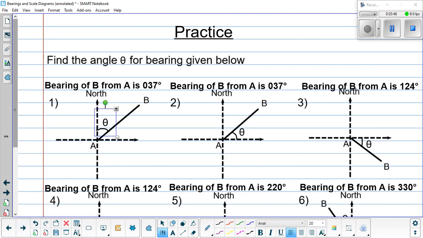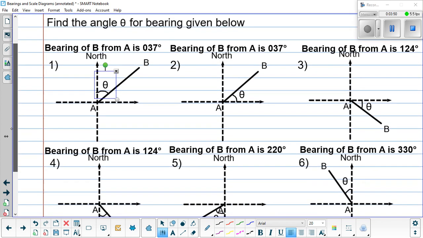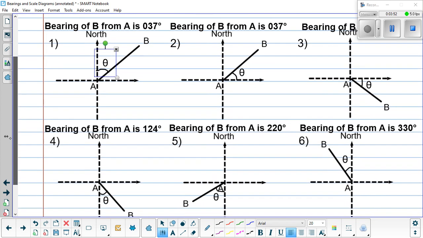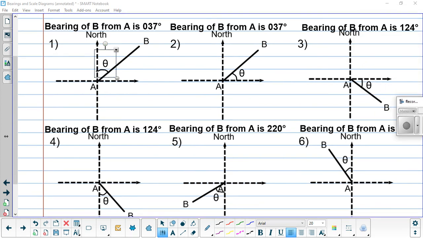Here are 6 questions. So find the angle theta for the bearing given below. I'm going to scroll down so you can see everything and just move this out of the way. So here are the questions. Please pause the video at this point. Whenever you're ready, we'll go through the answers.